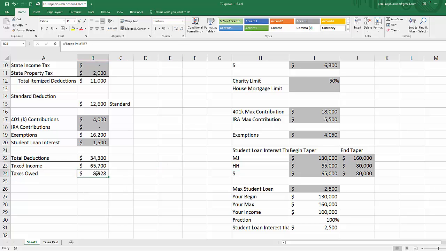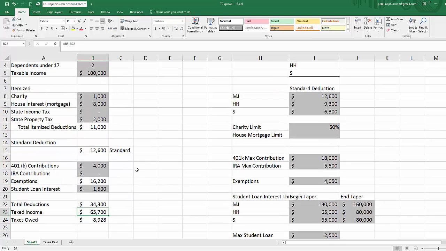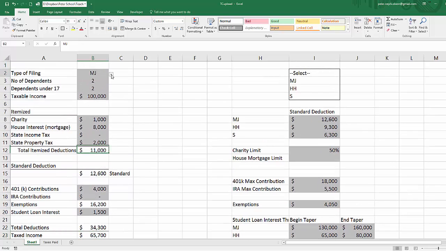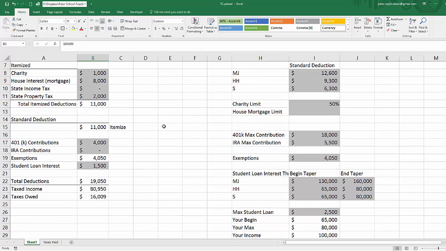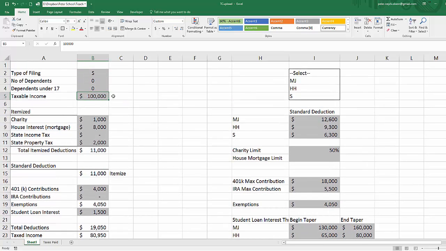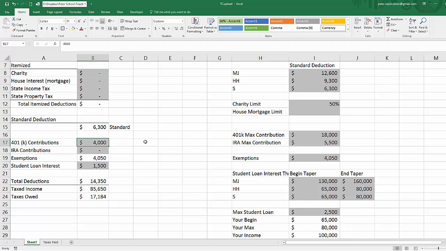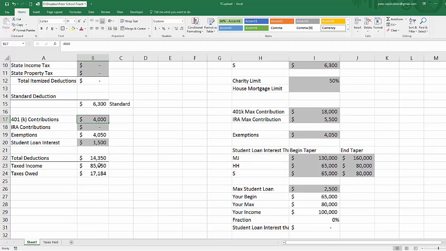So now we can see that if you have a taxed income, so this person right here, married joint, and if we change this, let's say you were single, and if you're single, you obviously don't have children, as far as your filing is concerned. If you're single and this is your situation, let's say all these are zeros, and you're going to take a standard deduction, you contribute a bit to your 401k, you've got some student loan interest, you're going to be able to deduct $14,000. So you're going to end up paying $17,000 in taxes on your $100,000 income.